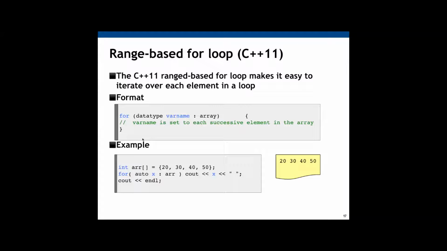This is the syntax of the range-based for loop. We put the array to iterate here and declare the variable here with the data type of the elements in the array. So var name is set to successive elements in the array. By referencing var name, you can access each element in the array. This is a very useful feature. It lets us easily iterate over elements in the array. Let's see the example code for the range-based for loop.